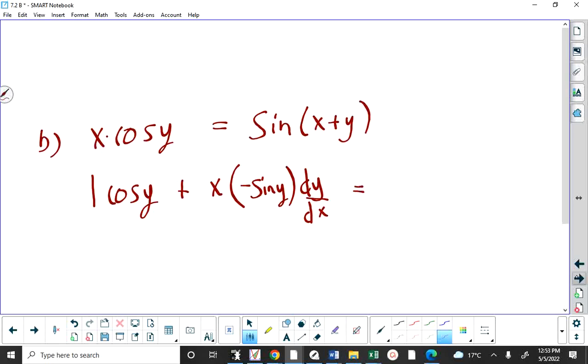Equals. Now, on the left-hand side, we had a product of some things. On the right-hand side, we do have a sum, but it is not a sum in totality. What it is in totality is a sine. So the derivative of that will be cosine of x plus y multiplied by the derivative of x plus y, which is a sum whose derivative is going to be the derivative of x plus the derivative of y.